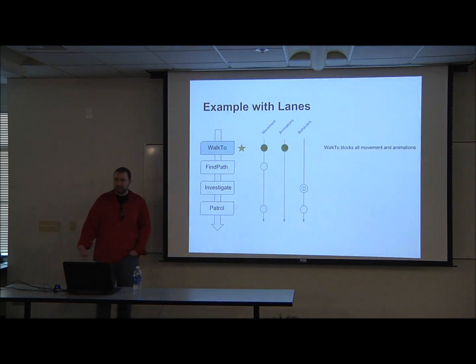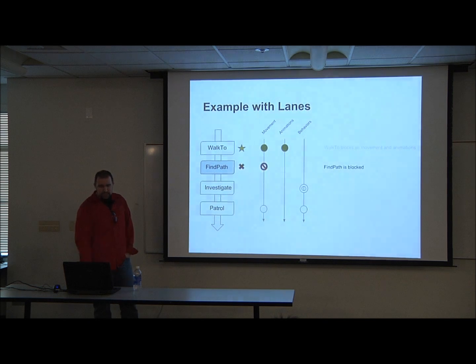So what's going to happen? We'll go through the action list, and we're going to look at the first guy on here. All right, so the walk to runs is the first action. It's going to always run in any action list implementation. So now we look at find path, and we see that, wait a minute, the bit mask is showing that something with bit 1, movement, has already been set. Find path has bit 1, so we actually can't run find path. It's blocked. Walk to is going to make sure that it has to finish before find path is allowed to run.